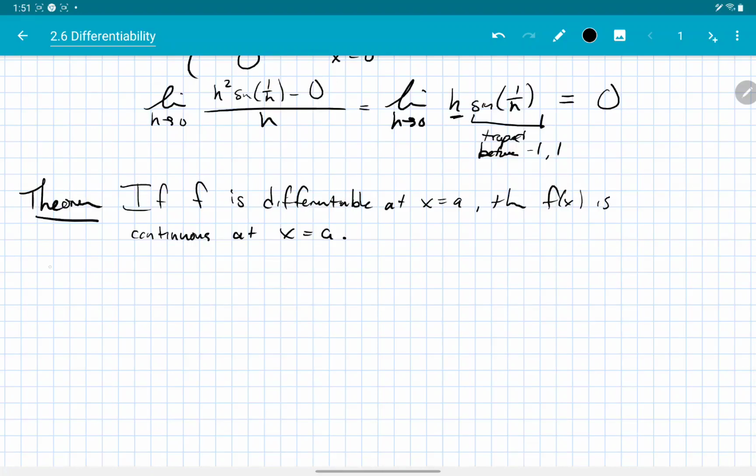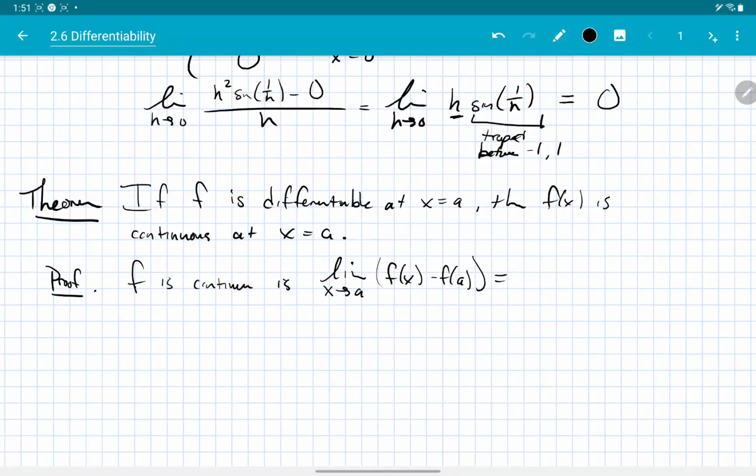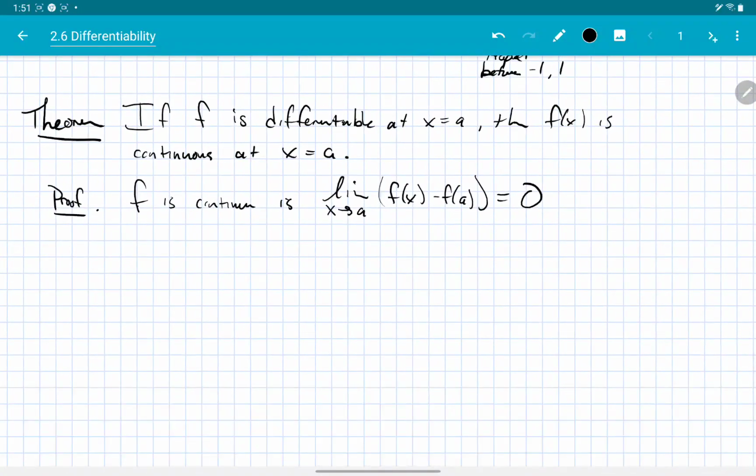How can we see that? Let's just show a brief proof here. Don't get too nervous. Okay, the function is continuous if I can show this limit is 0. Right? That's another way of phrasing continuity. So if I could show that the function f of x goes to the value f of a as x goes to a, then the function is exactly continuous.